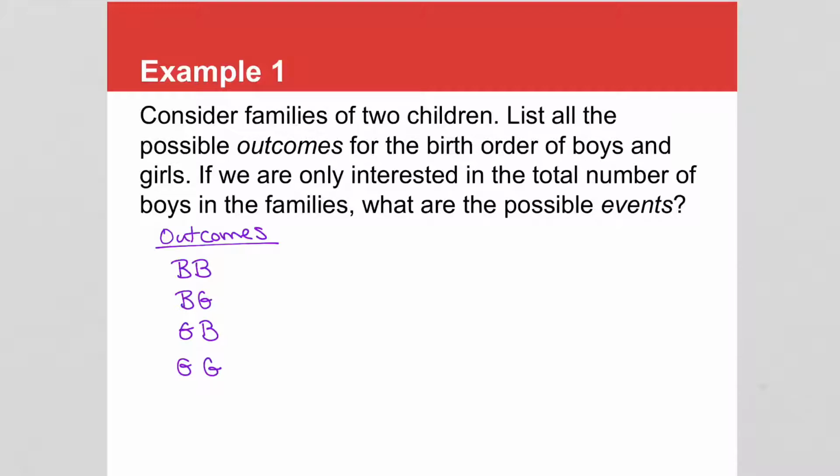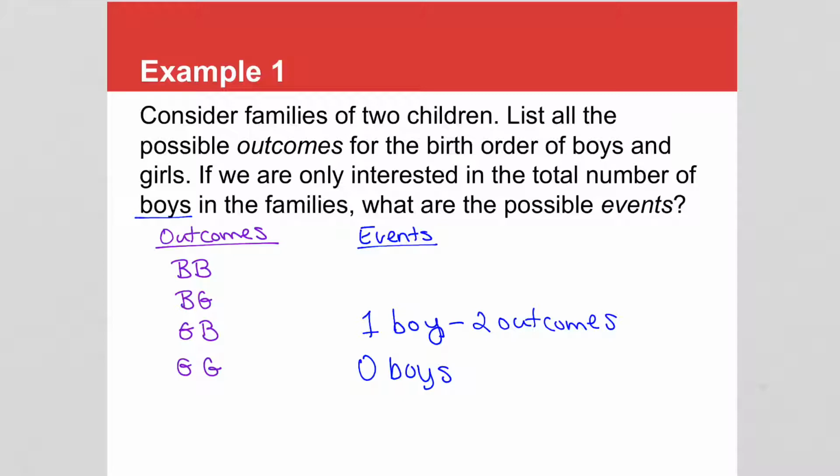The events that we just want to look at boys is, well, there's the possibility that you could have no boys. There's the possibility that you could have just one boy. It's either of those situations. And there's two outcomes in which you could have one boy. There's just one outcome in which you could have no boys. And then there's the outcome where you could have two boys.